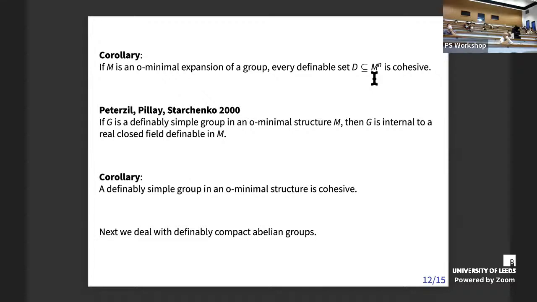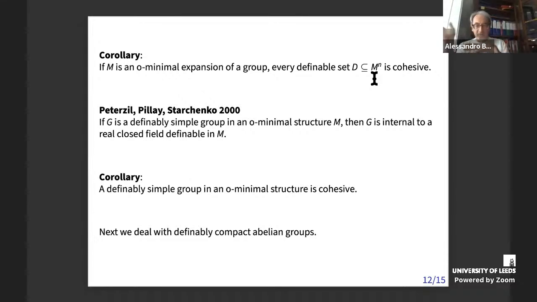Okay, so we have now dealt with dimension one and simple. Let's consider now definably compact abelian groups. They need not be cohesive. There is the irrational torus or simply a direct product of groups living in different sorts. But at least we want to prove that they can be generated by finitely many cohesive subsets. Let's see if we can do that. Definably compact abelian.